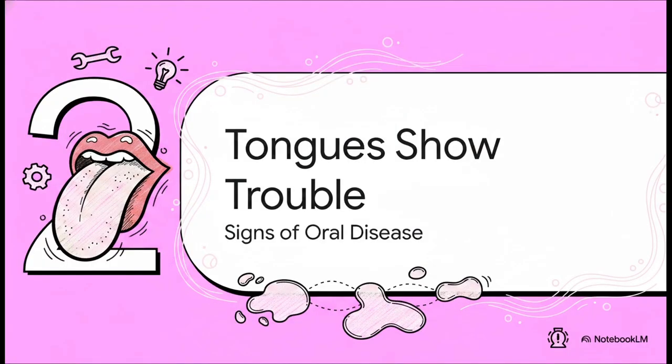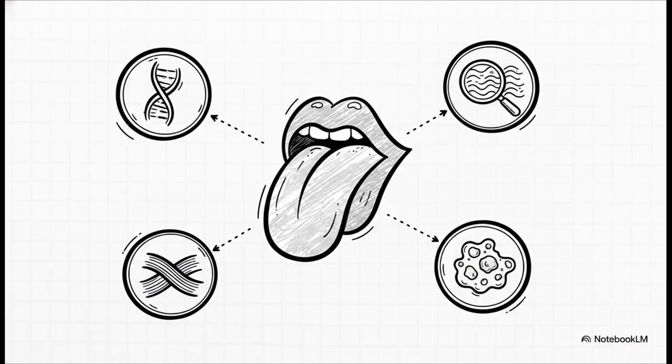Section 2. When tongues show trouble. Now, because the tongue is so central to everything we do on a daily basis, it actually acts a lot like your body's check engine light. When it starts showing signs of distress, it could just mean a localized oral issue, or it might actually be waving a red flag about a much broader systemic disease.